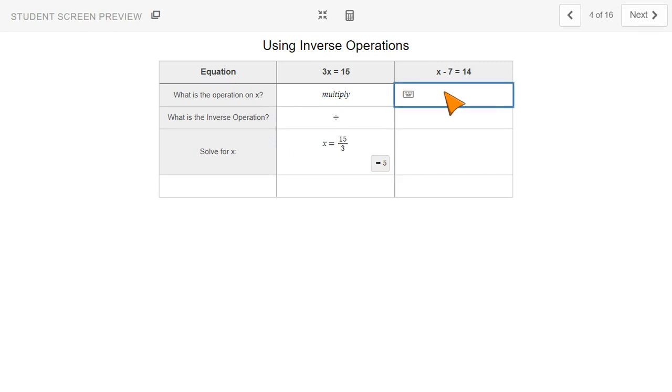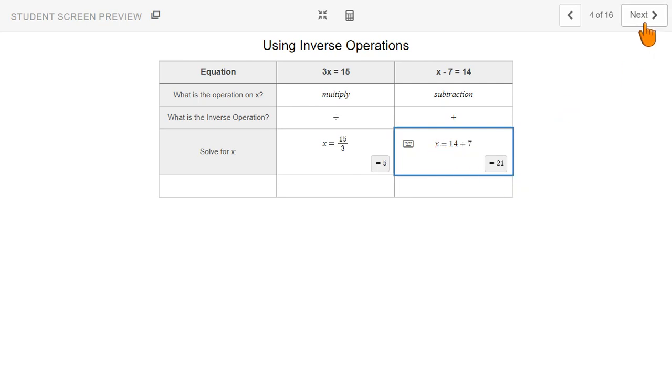Let's look at this example. x minus 7 is equal to 14. What's going on with the x? We have 7 subtracted from the x. So this is subtraction, and the opposite of subtraction would be addition. So when we apply it, we have x is equal to 14 plus 7, and I get the value of x.